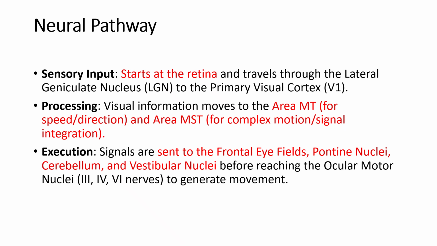Neural pathway, sensory input, starts at the retina, travels through the lateral geniculate nucleus to the primary visual cortex. Processing, visual information moves to area MT for speed and direction and to area MST for complex motion signal integration. Execution, signals are sent to the frontal eye fields, pontine nuclei, cerebellum and vestibular nuclei before reaching the oculomotor nuclei to generate the movement.